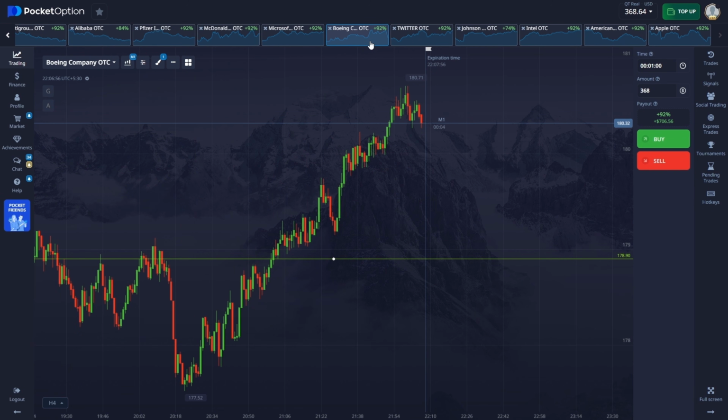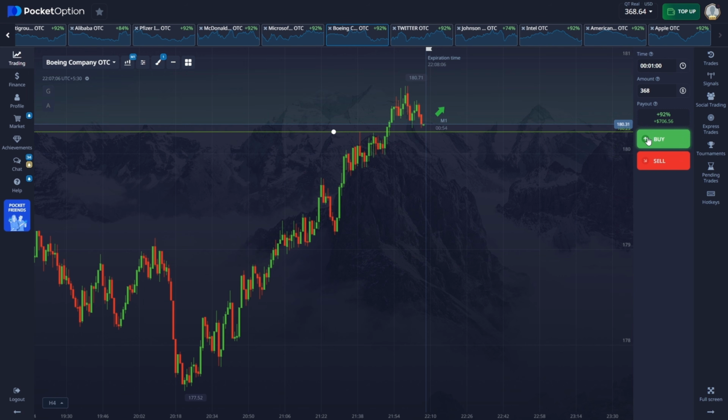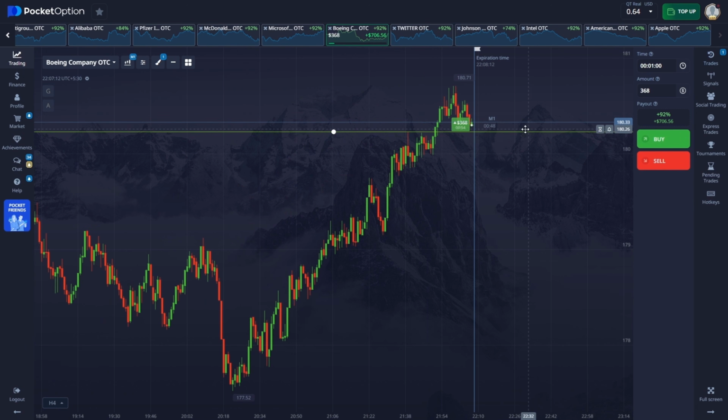On Boeing Company OTC, I place a trade for the upside move. I'm waiting for the entry. Okay, I got the entry and placed a trade for the upside move on Boeing Company OTC worth $368. Why did I take this trade?